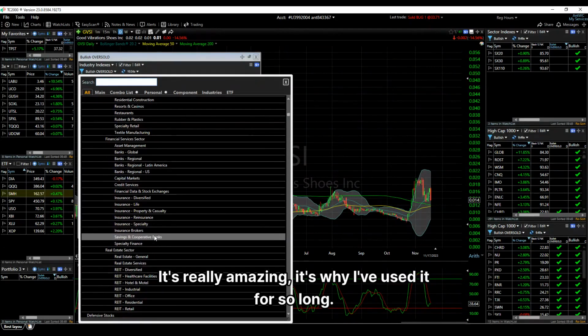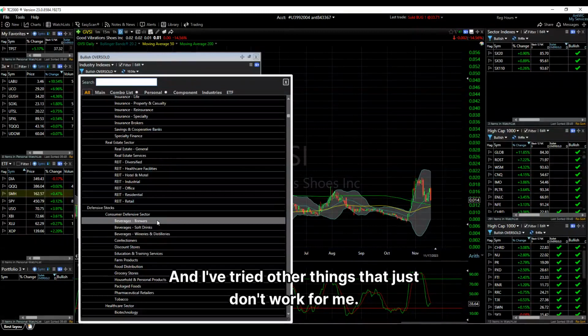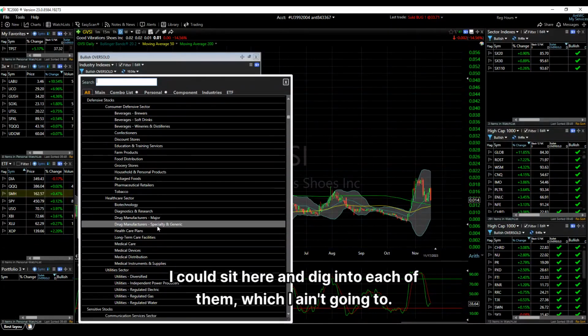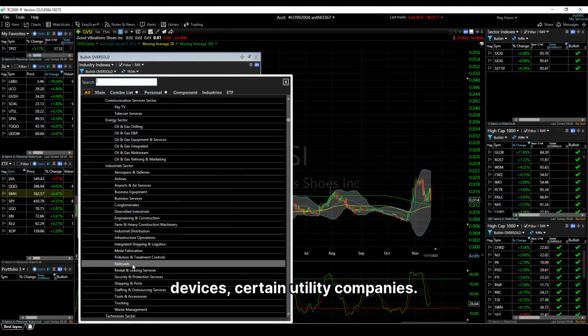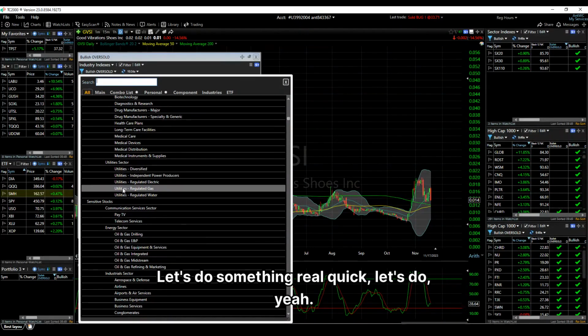It's really amazing. That's why I've used it for so long, and I've tried other things that just don't work for me. I could sit here and dig into each of them, which I'm not going to, because I'd bore you guys, but you can even break down healthcare into biotech, medical devices, certain utility companies. Let's do something real quick.